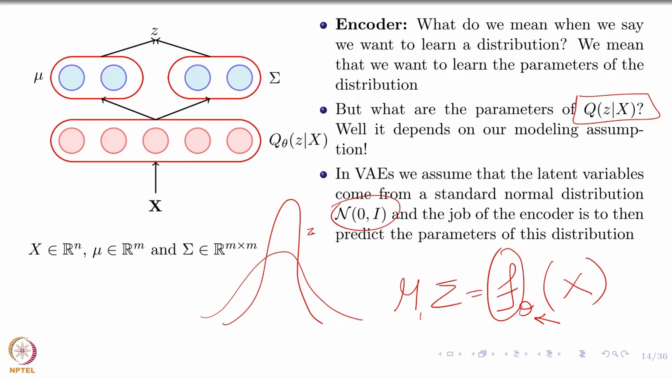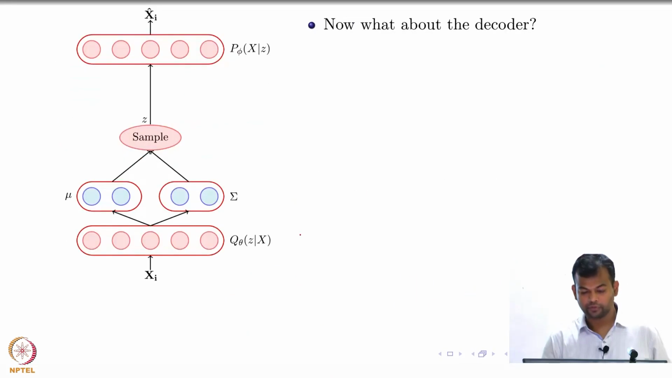So you can generate z's from this distribution if I tell you that this is what z given x looks like. Do you get that? Okay. So that's the advantage of working with a family rather than working with arbitrary distributions, okay. Fine. Now what about the decoder?